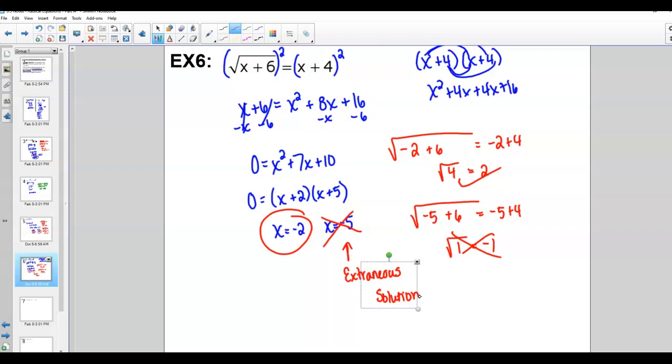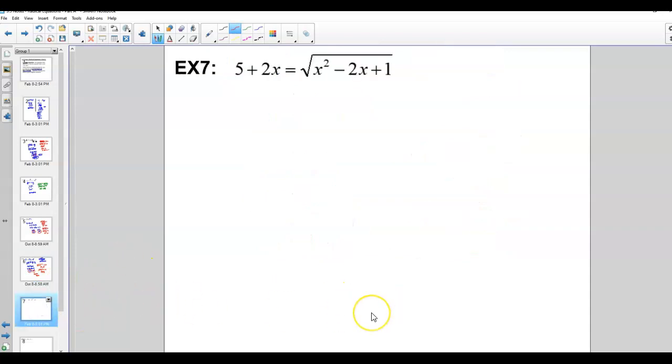This happens often whenever you square both sides of an equation, because right here, where this was a positive 2, if you square both sides, it would also be okay for it to be a negative 1 after you square it, but of course it's not okay in the original equation. So watch out for those extraneous solutions.